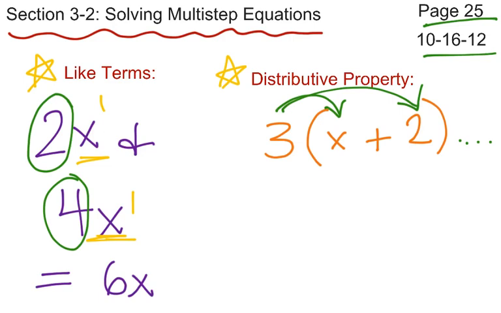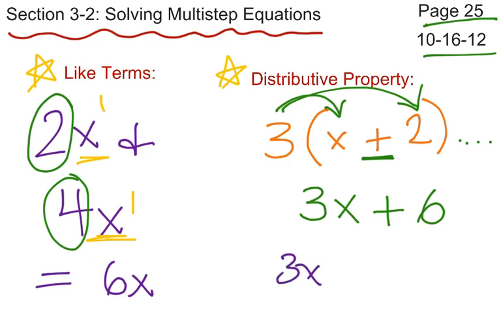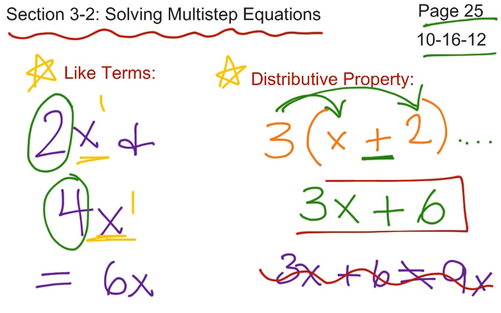So we're going to do 3 times x, which would be 3x, and then 3 times a positive 2. So 3 times positive 2 is positive 6. We write it as 3x plus 6. Remember, 3x plus 6, they are not like terms, so that does not equal 9 or 9x. 3x plus 6 is simplified, and that's the last thing that you can do to it, is just leave it in this form. We cannot add apples and oranges.